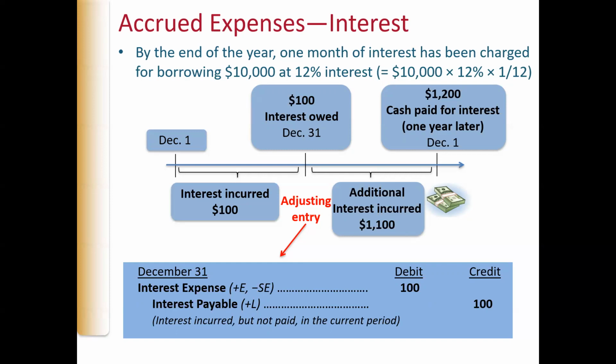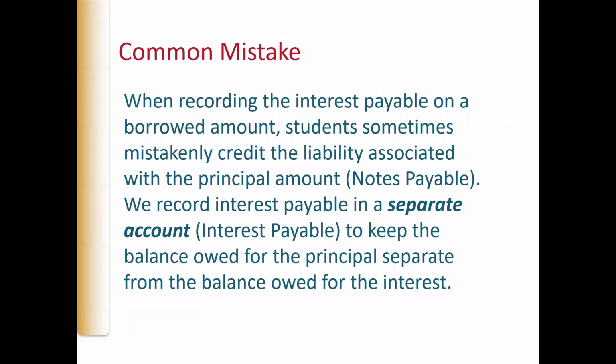Does that make sense? When recording the interest payable on borrowed amounts, students sometimes mistakenly credit the liability associated with the principal amount called notes payable. Remember, we record interest payable in a separate account. We call it interest payable. So we keep the amount we owe, the note that we owe, separate from the interest we owe. Okay?